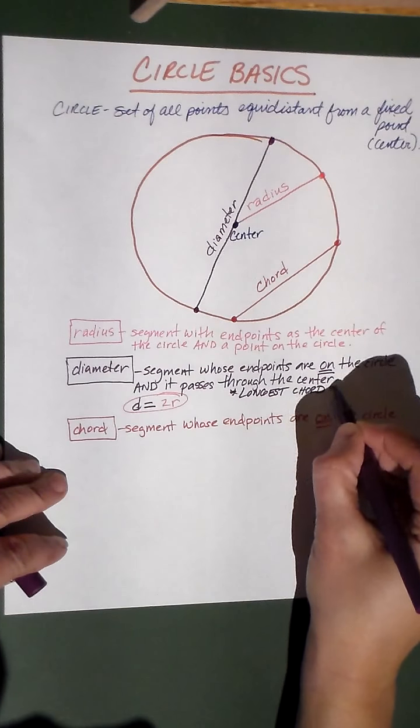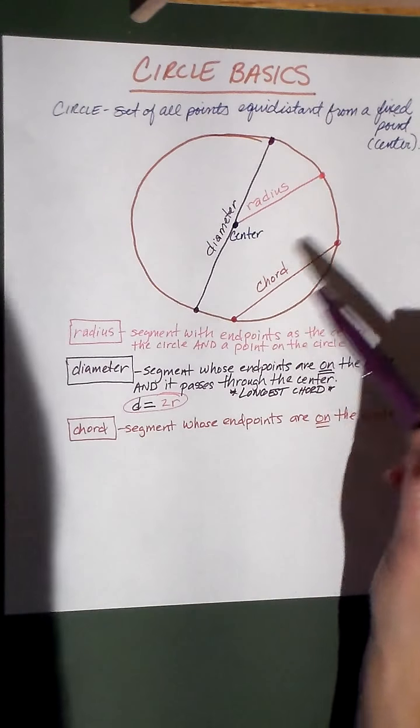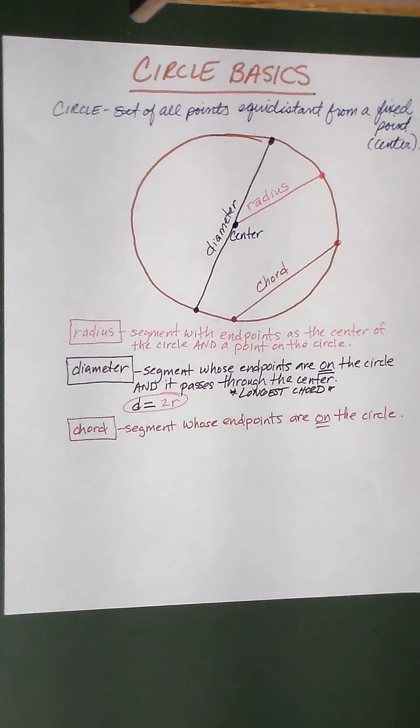The diameter is a chord. So when you look at the chords in a circle, the diameter is the longest one. A chord has endpoints on the circle. It's as simple as that, okay? All right, so that's chord.